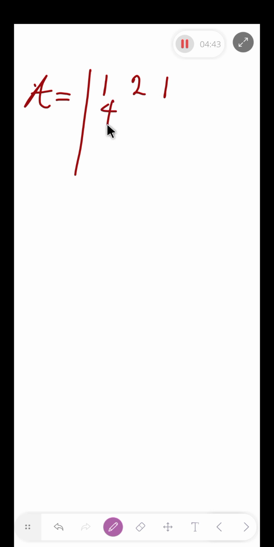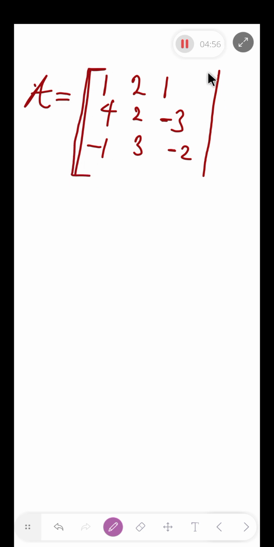For the second method, in the next video I'll make sure I explain it clearly. But let me just write out the matrix again. The matrix is given as 1, 2, 1, 4, 2, minus 3, minus 1, 3, minus 2. This is matrix A, so we need to find the determinant now. In the next video I'll explain it better.